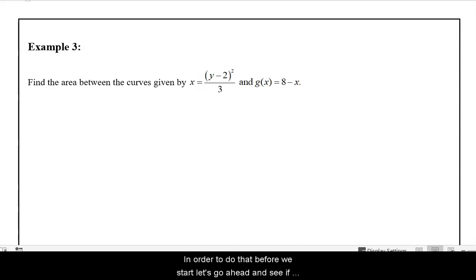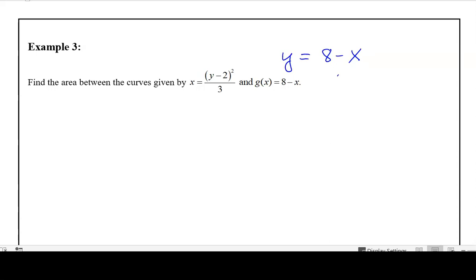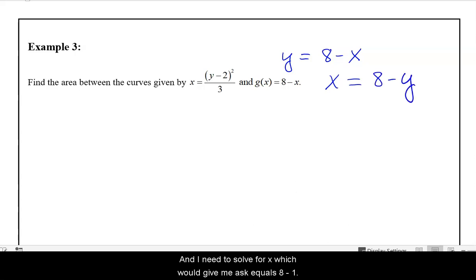In order to do that, before we start, let's go ahead and see if we can find the points of intersection. Then we'll look at the graph produced by Desmos and see if we did our work correctly. I think it is better to do the algebra first and use Desmos to confirm that you have in fact found the correct points of intersection. Let's find the points. In order to do that, I need to take this second equation, g of x equal 8 minus x, and write it in terms of x and y. Then I need to solve for x, which would give me x equals 8 minus y.